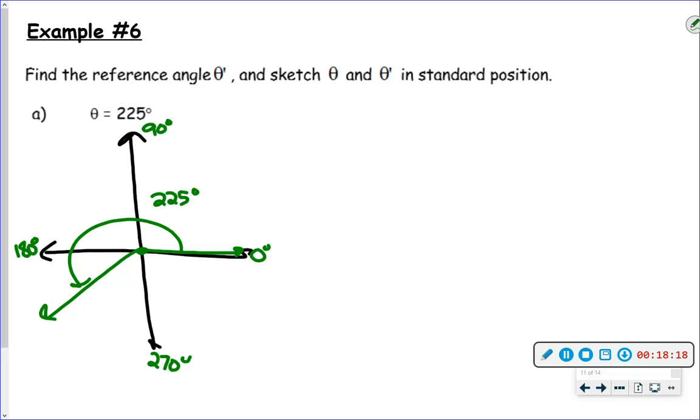Now, it wants us to figure out theta prime, the reference angle, meaning how much is in between the x-axis and where we ended up. Well, between 180 and 225, 45 degrees. So in the past, we've drawn the triangles. We've done all of that. We just haven't used the fancy name reference angle.